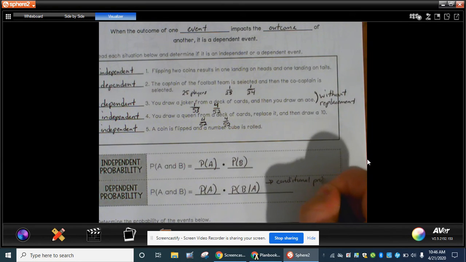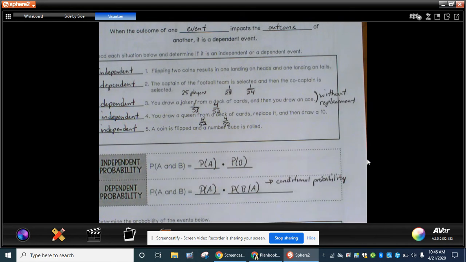Conditional probability. Conditional probability is essentially saying that the outcome of one event is affected by the outcome of another event that has already occurred. Probability of A has occurred already, and probability of B is affected by what has occurred in probability A, such as a deck of cards without replacement.